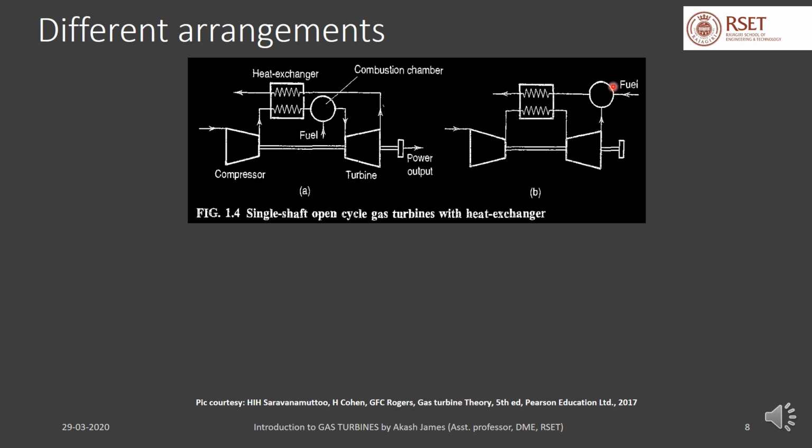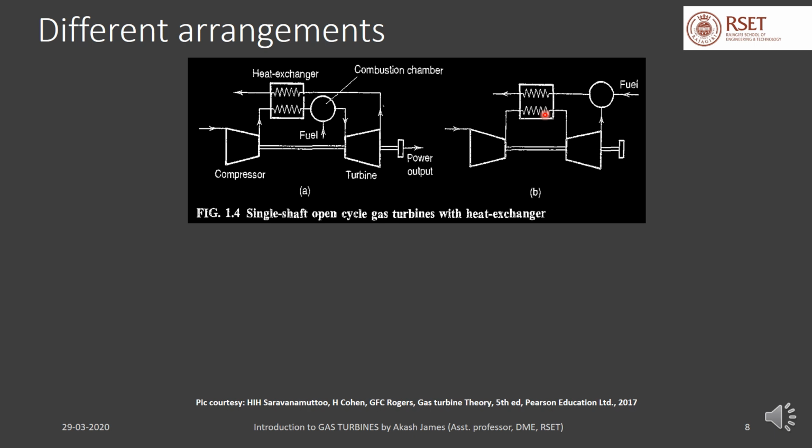This is another arrangement. Here the combustion is happening outside of the turbine, so we can use low quality fuels carrying more ash content, because the combustion products are not coming into contact with the turbine blades. The heat of combustion is transferred to the air by using a heat exchanger.